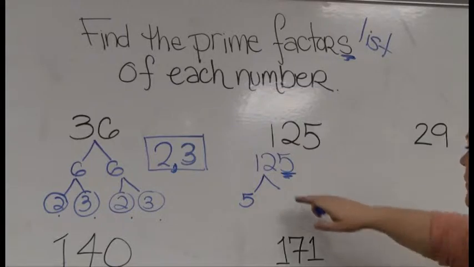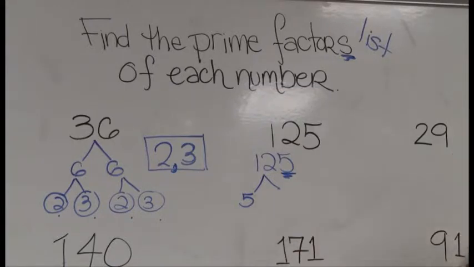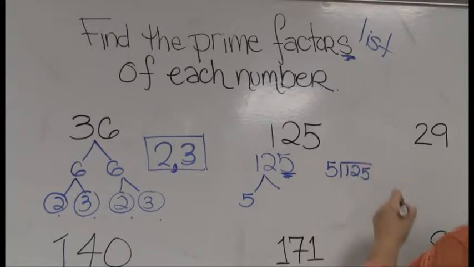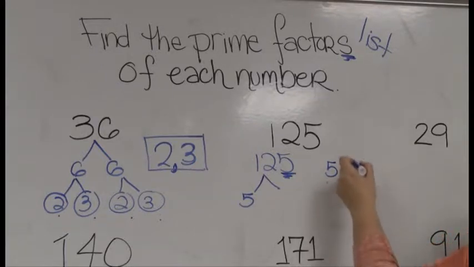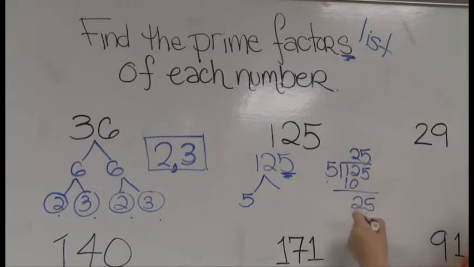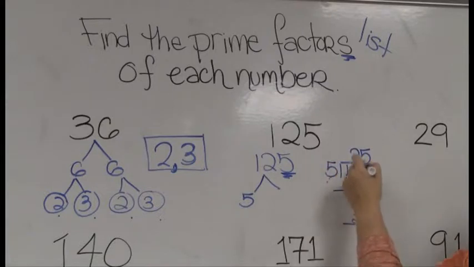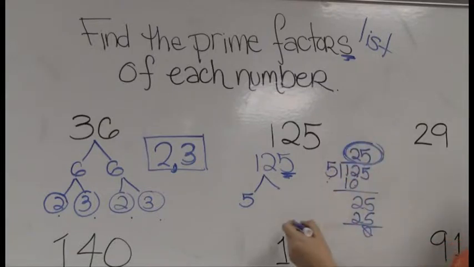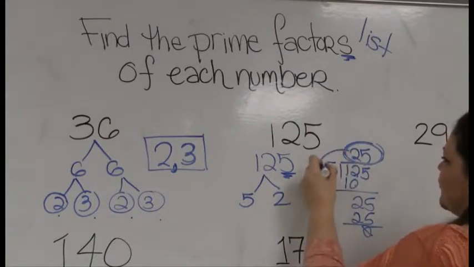Now, the trick is finding how many times 5 goes into 125. So again, you can use your calculator or you can use long division. I'm old-fashioned. I use long division. It's my friend. And I find that 5 goes into 125 25 times. So that's what I need on that other branch there.